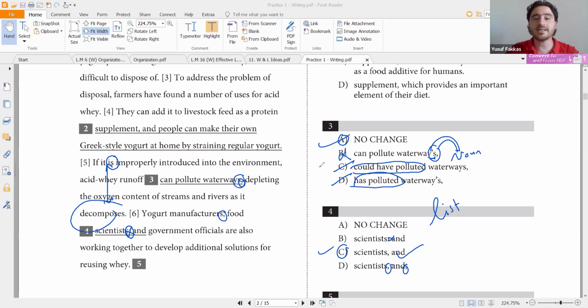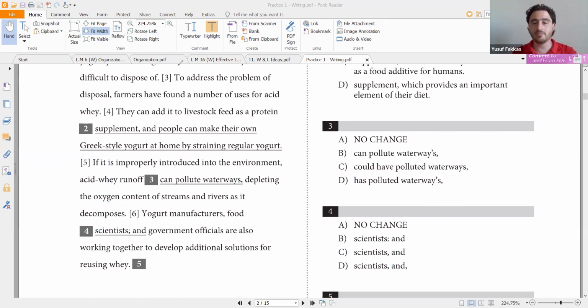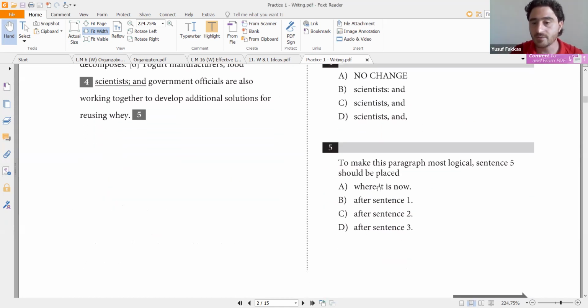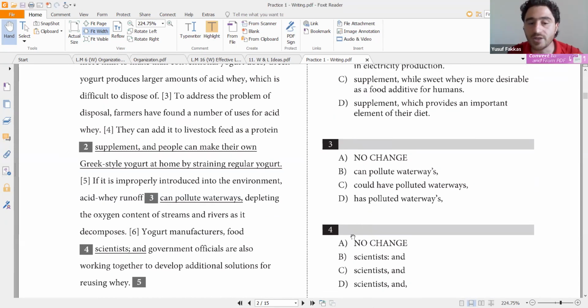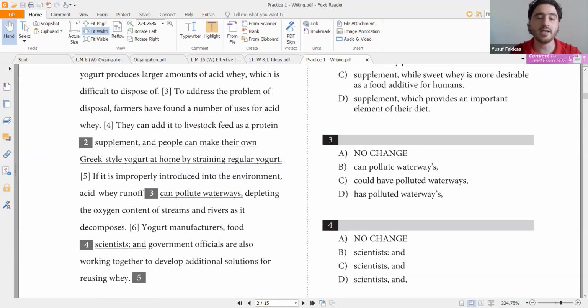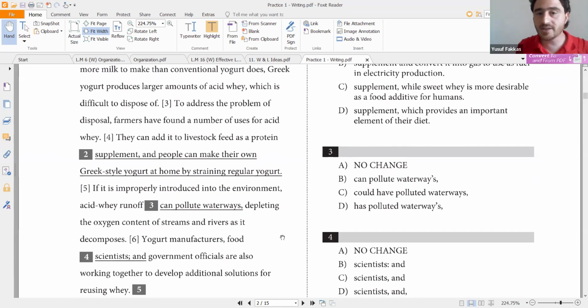Now, as you can see, guys, we are not just wasting your time trying to answer this question about sentence placement. We did 2, 3, and 4, and now we can answer number 5. Okay, here is the thing. We already decided that the relationship of ideas is what? Problem solution. All I need to do as a first step is to ask myself, is sentence number 5 part of the problem or is it part of the solution?